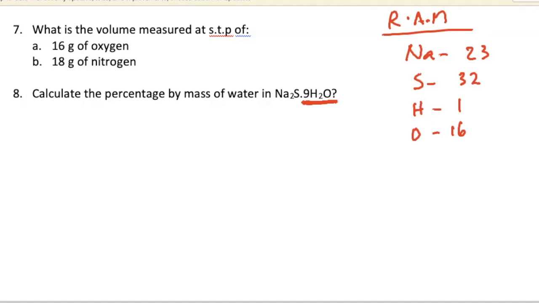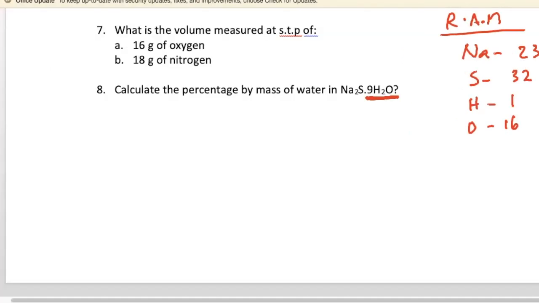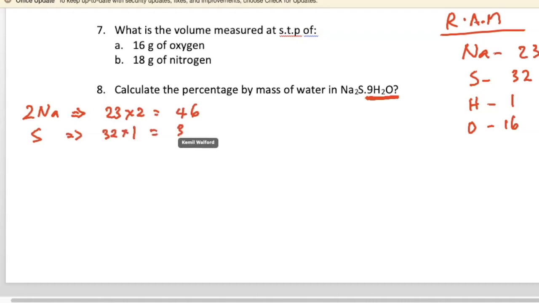We have 2 atoms of sodium here. So our 2 sodium would be 23 times 2, which is equal to 46. We have 1 atom of sulfur, so from that we'll get 32 times 1, which is 32. Now we have 9 water. So we know that the 9 that is here means everything that comes after the 9 is multiplied by the 9.